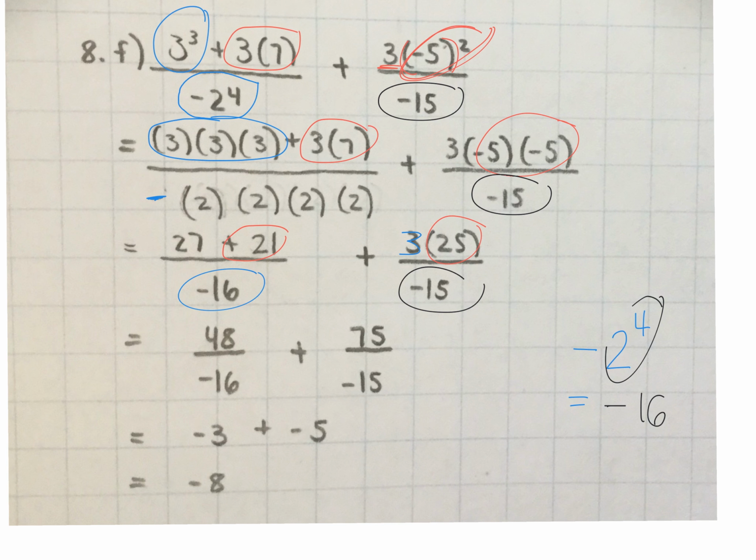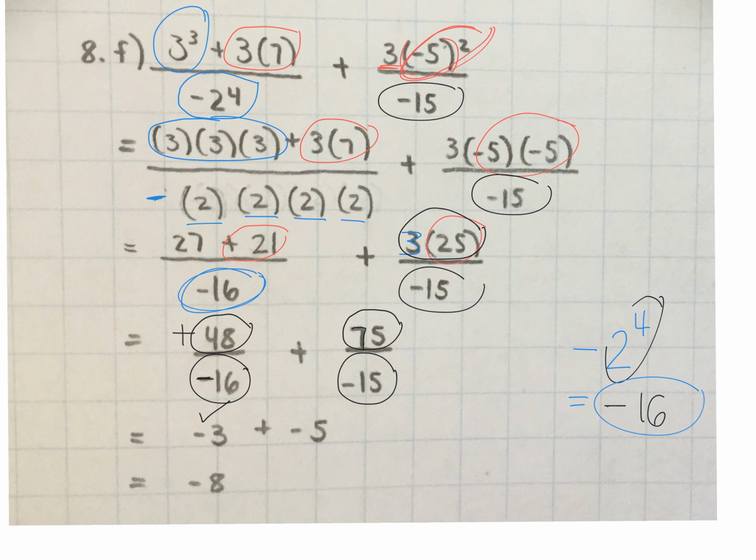Negative 2 times 2 times 2 times 2, negative 16, which is here. And then we're just simplifying. 27 plus 21 equals 48 over negative 16. 3 times 25 equals 75 over negative 15. What is positive 48 divided by negative 16? Positive 75 divided by negative 15? Negative 5. Put that in brackets because you're taking negative 3 plus negative 5. So negative 3 plus negative 5 equals negative 8. Beautiful. A plus.